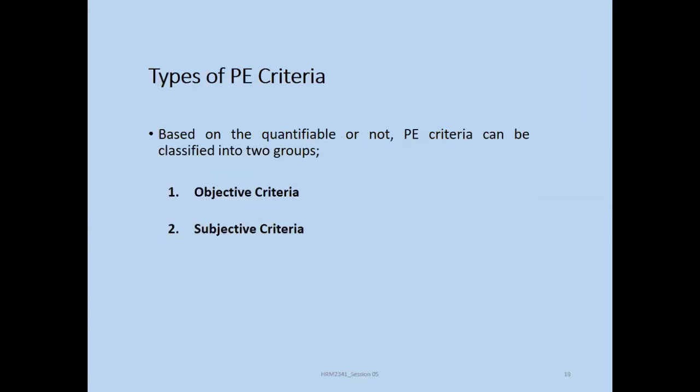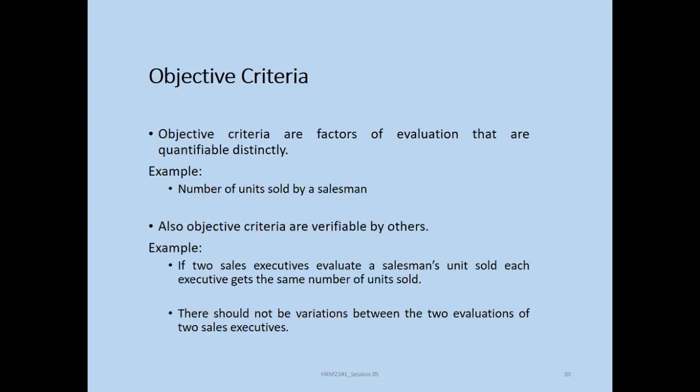Then another classification of the performance evaluation criteria is based on whether they are quantifiable or not. Based on this, we can identify two types of performance evaluation criteria. The first one is objective criteria. The second one is subjective criteria. We'll discuss one by one.